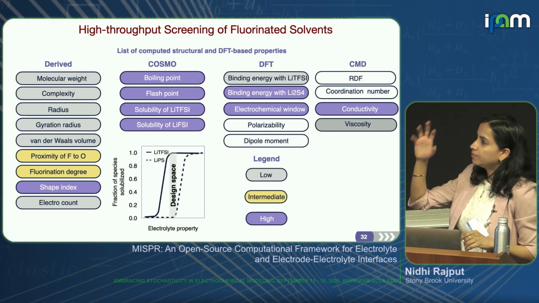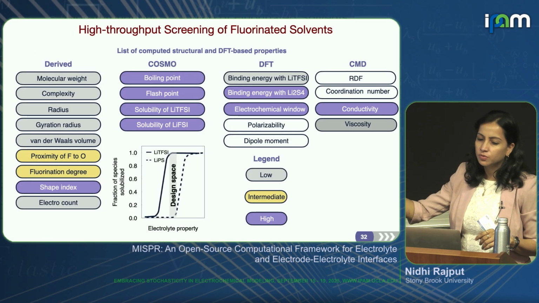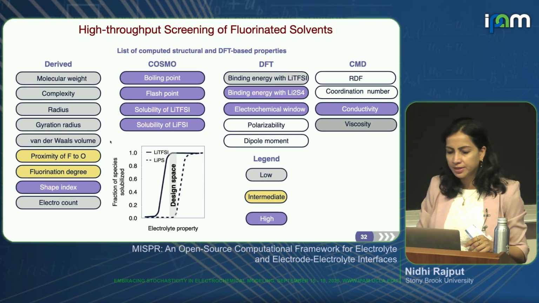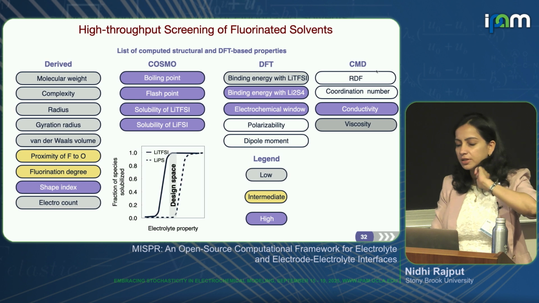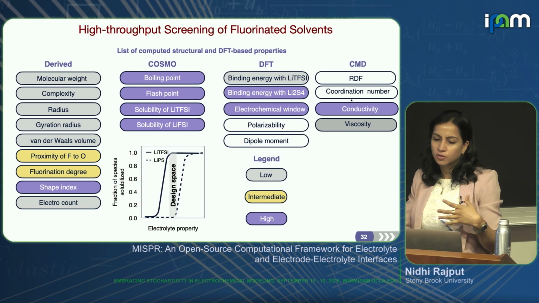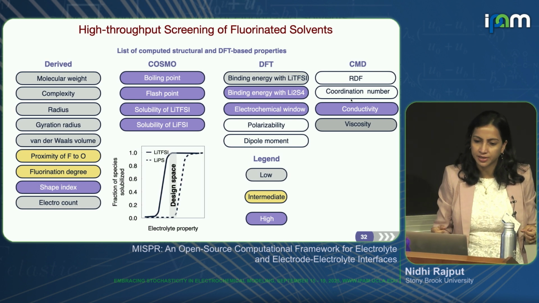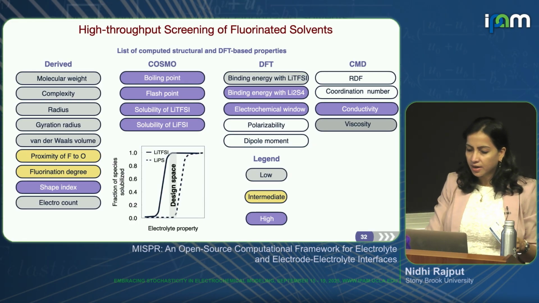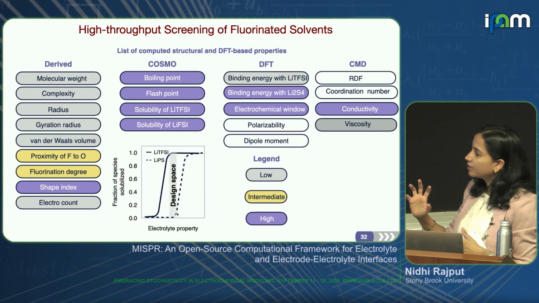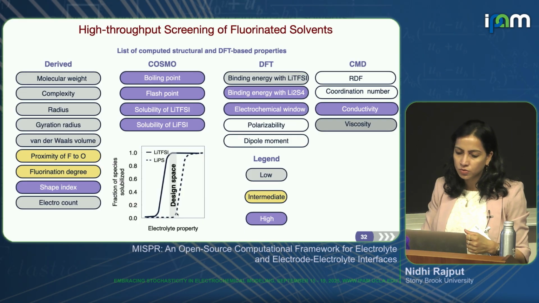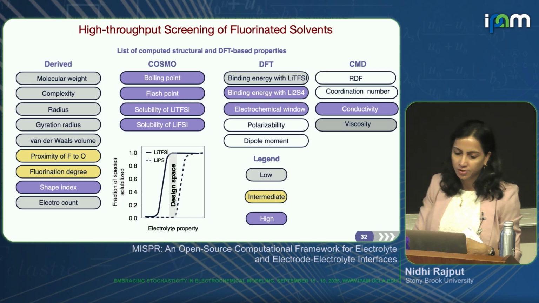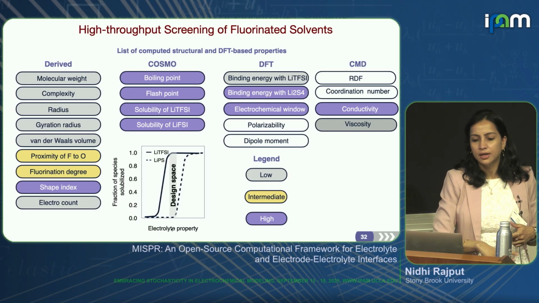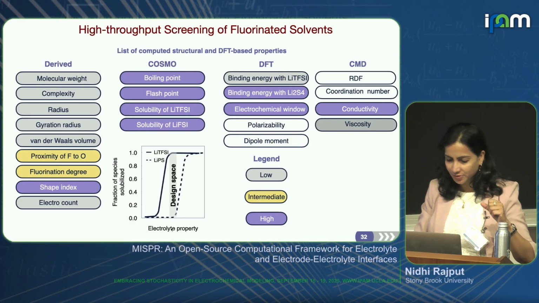And so this is the design of experiments where we had a bunch of derived properties from COSMO-RS, DFT, and MD simulations. Every property has a metric of either being high, low, or intermediate. The design space we are targeting is this, which is very difficult to achieve, where we are trying to increase the solubility of the lithium salts and simultaneously decrease the solubility of lithium polysulfide species. Again, there are many different polysulfide species.